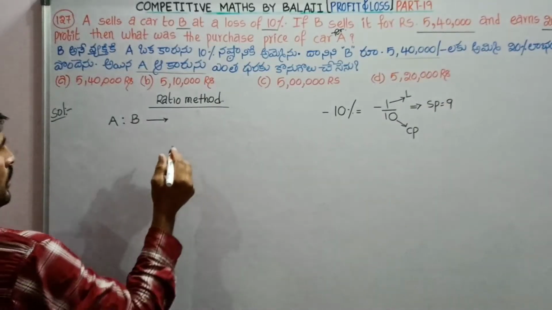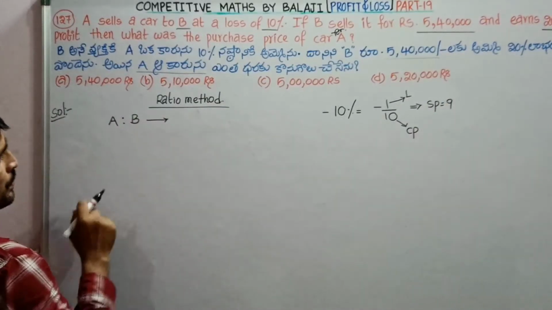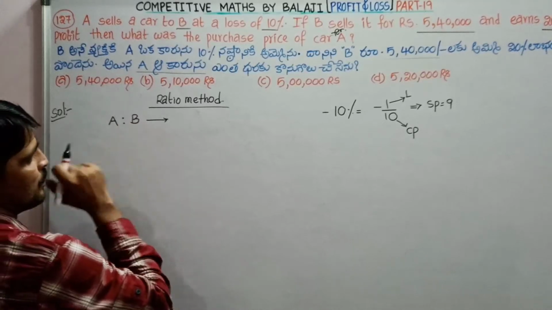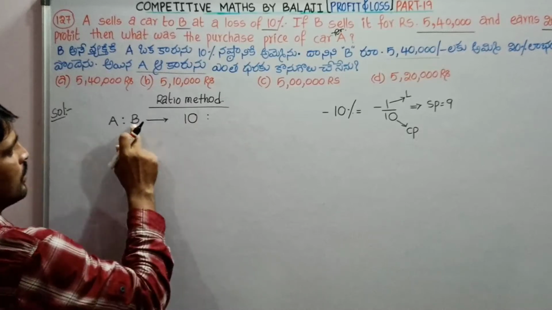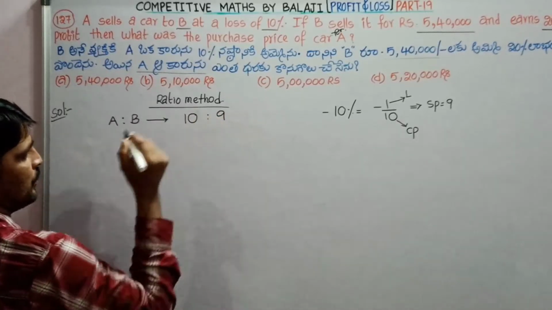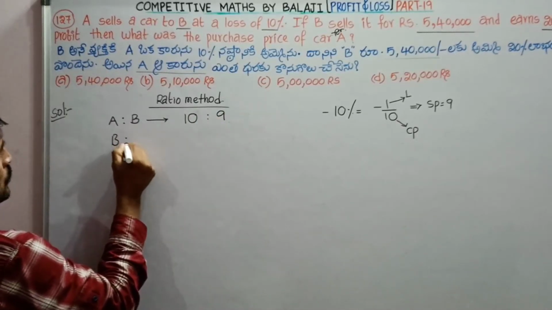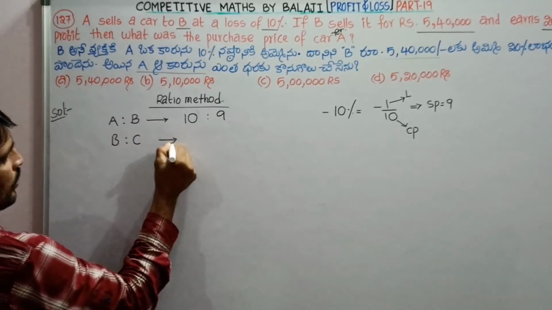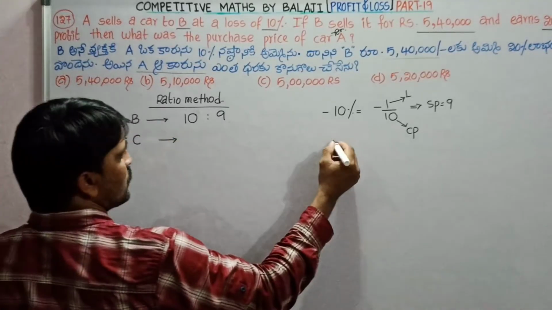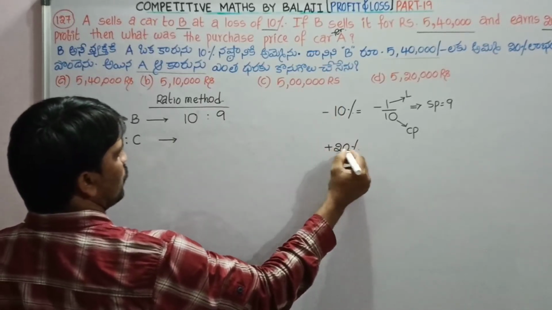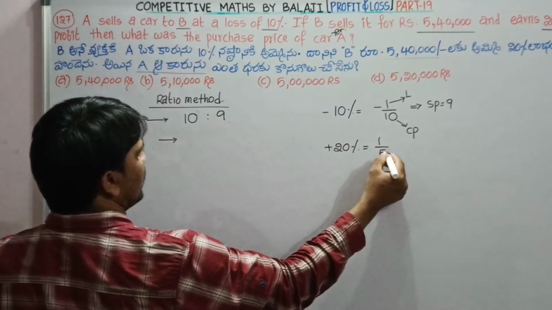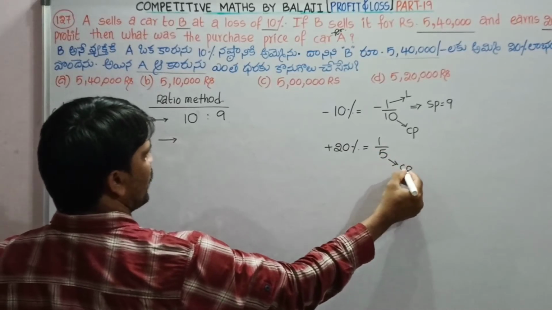Consider the ratio of cost price for A to cost price for B. If A's cost price is 10 units, then the cost price for B is 9 units. Suppose B sold it to C. B sold the car at a profit of 20%. The fraction value of 20% is 1 by 5, that is, 5 units of the cost price for B.